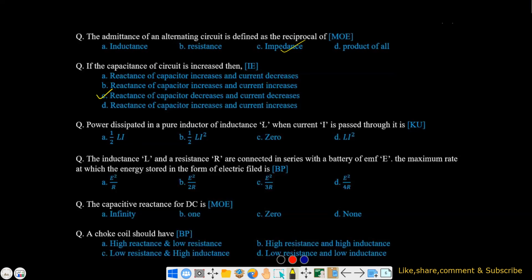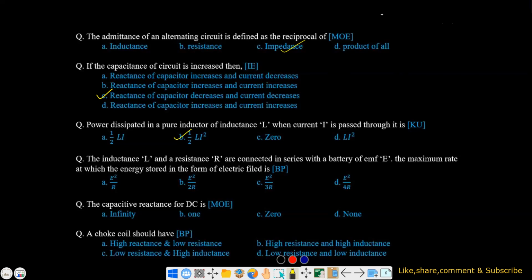Power dissipated through a purely inductor circuit when current through this. Okay, this is very simple. You know well, the magnitude of the power dissipation in L and I is going to be 1 by 2 Li squared. This is a straightforward question. The inductor L and resistor R is in series with the battery, and the rate at which the energy will be stored in the form of electric field. Okay, I believe this should be magnetic field. Oh, sorry, this is the energy stored in the form of electric field.